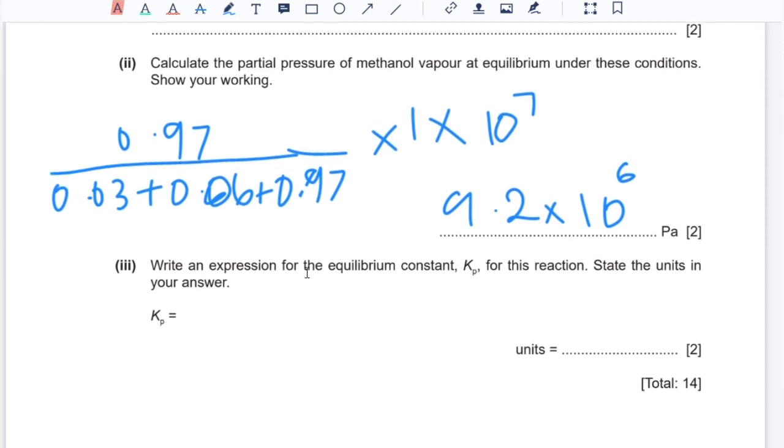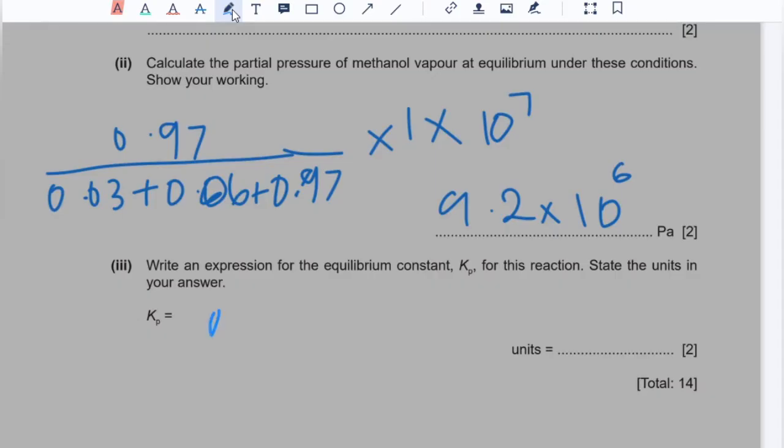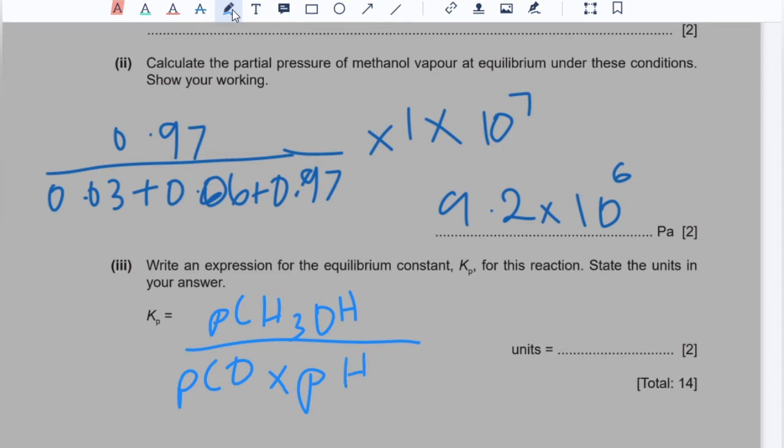3. Write an expression for the equilibrium constant for this reaction and state the units in your answer. Alright, so you divide the partial pressure of the product, which is methanol, by the partial pressure of the reactants raised to their coefficients. So partial pressure of carbon monoxide multiplied by partial pressure of hydrogen squared, since you've got 2 molecules of hydrogen in the reaction. Now as for the units, you've got a single unit in the numerator divided by pascals cubed, since you had this 2 with the partial pressure of carbon monoxide.